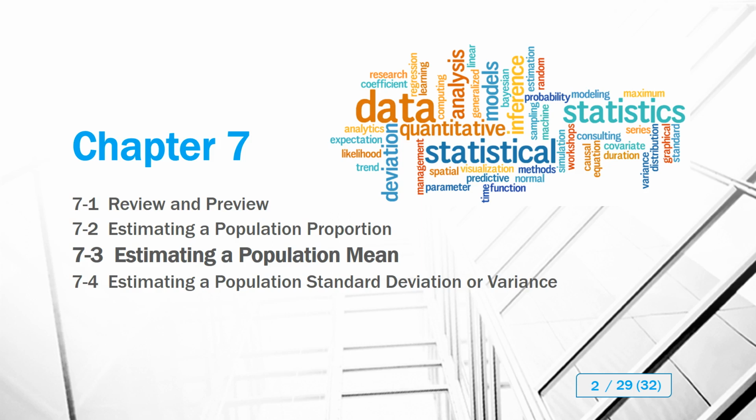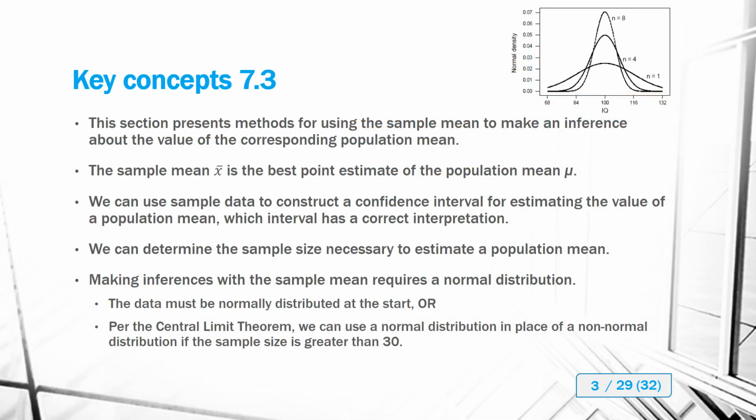As you can see, the final two sections, we're going to continue on with our theme of estimating a population parameter. In this next section, we're going to focus on estimating the population mean. So the key concepts in this section are what you see here on the screen. We're going to present methods for using the sample mean to infer the value of the corresponding population mean. As we saw previously in Chapter 6, the sample mean will be our best point estimate of the population mean.